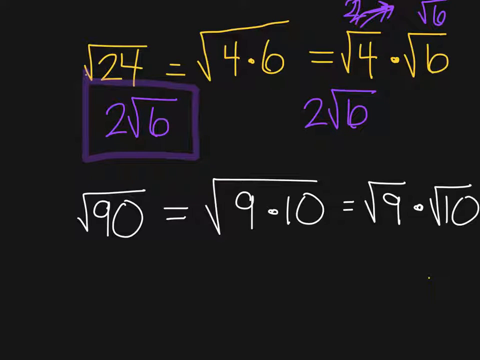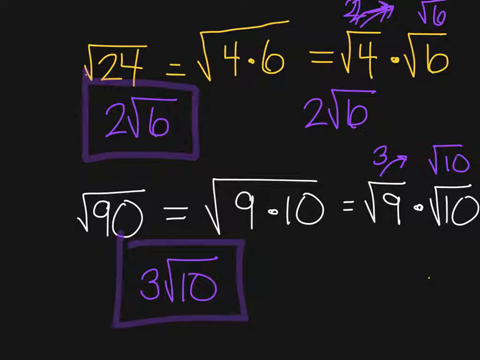10 is not a perfect square, but there is not one greater or smaller that I can factor out. However, we have this 9, so I'm going to extract out of the 9. Root 9 is 3, and the root 10 will stay. My answer here is 3 root 10. There's my answer. Let's look at a bigger number.